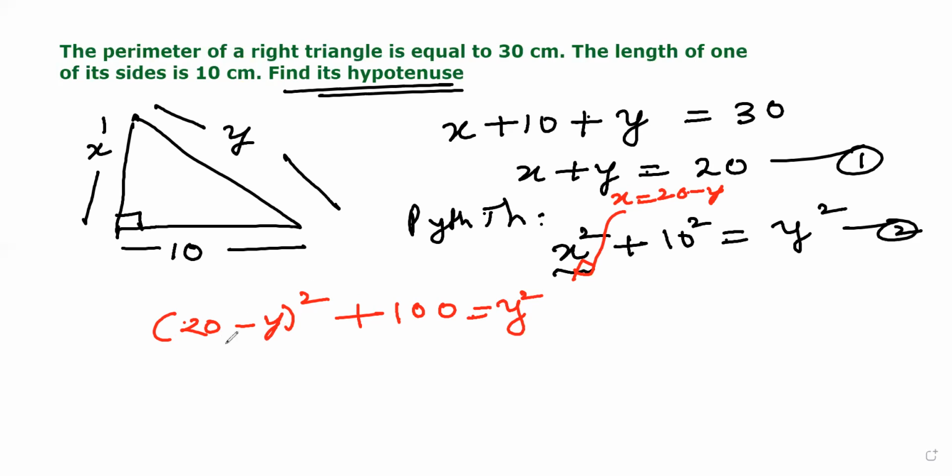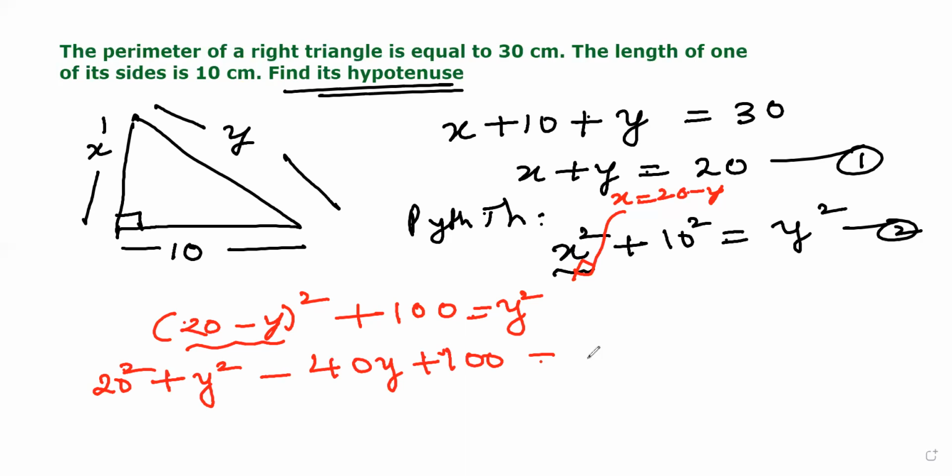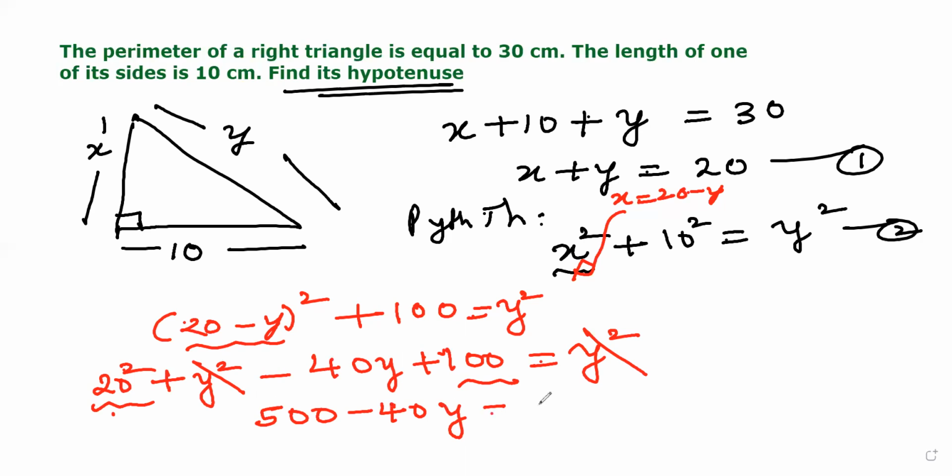Okay. So here you have 20 minus y, the whole square. Apply your a minus b the whole square technique: a square plus b square minus 2ab. 20 square, minus 2 into 20 into y, that is minus 40y, plus 100 is equal to y square, right? So on either side, it's the same term. It gets cancelled out. 20 square is what? 400, right? 400 plus 100 is what? 500. 500 minus 40y is equal to 0.